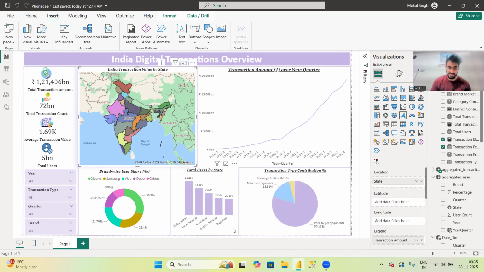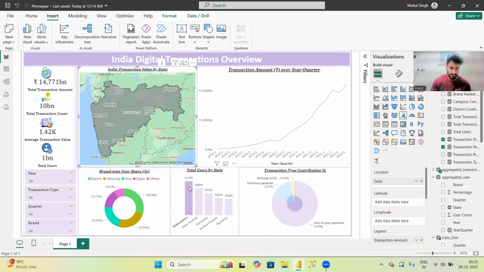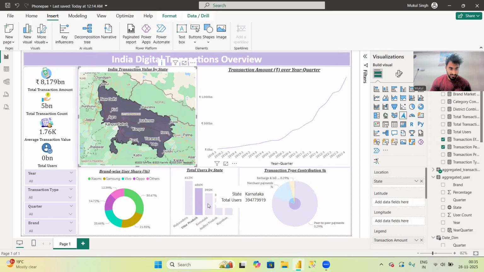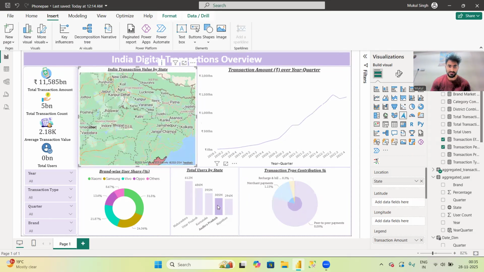Karnataka, Andhra Pradesh, Rajasthan. When we look at the total users by state, Uttar Pradesh leads with 12 million, followed by Maharashtra with 486. Sorry, Maharashtra with 612 million, and the second is Uttar Pradesh. Also, you can see the graph of Uttar Pradesh, and then Karnataka, Andhra Pradesh, and then Rajasthan. You can see from here.